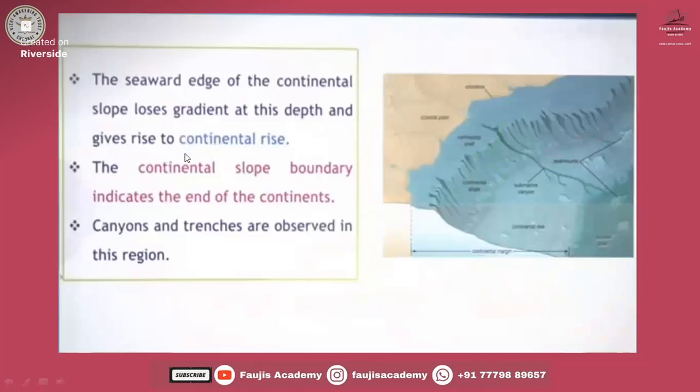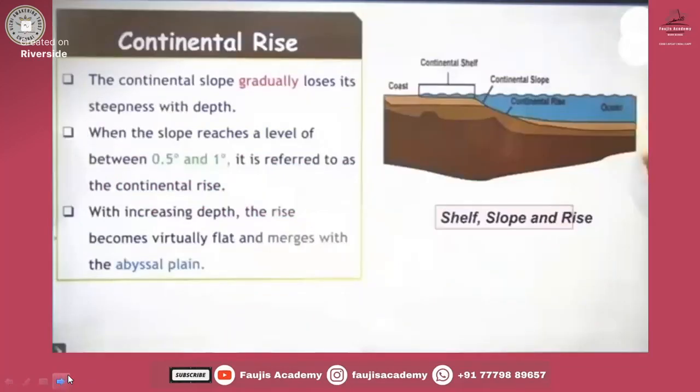Then after it, because of deposition, we have the continental rise. The seaward edge of the continental slope loses gradient, and at this depth it gives rise to the continental rise. That means deposition happens in this part, so because of deposition we have the continental rise. The continental slope boundary indicates the end of the continents. Canyons and trenches are observed in this continental slope part. Then the continental rise will have an angle between 0.5 degree and 1 degree.